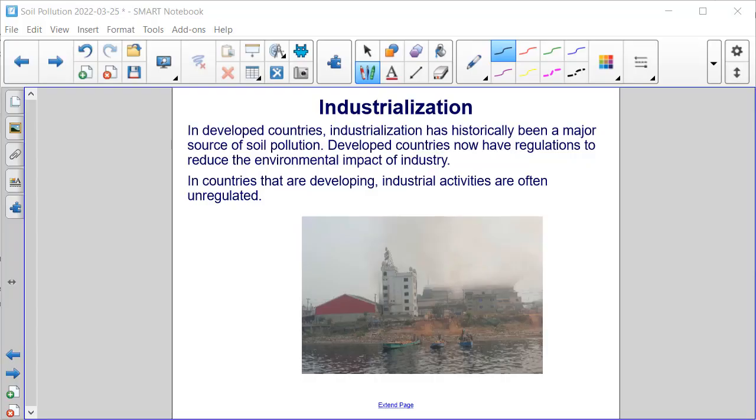Industrialization. In developed countries, industrialization has historically been a major source of soil pollution. Developed countries now have regulations to reduce the environmental impact of industry. In countries that are developing, industrial activities are often unregulated.